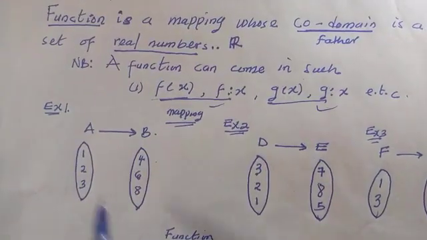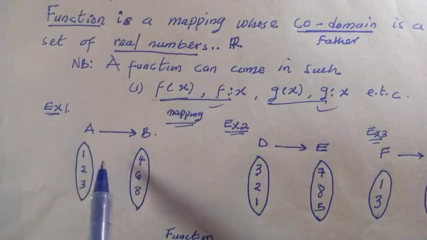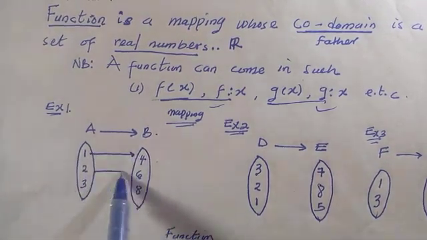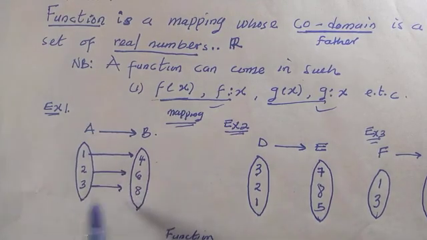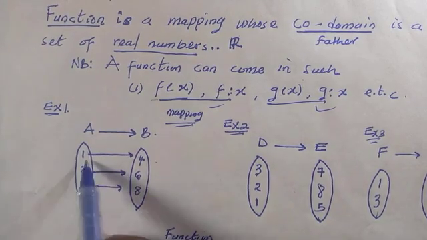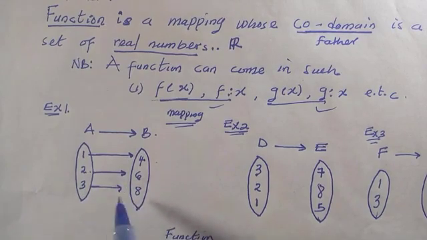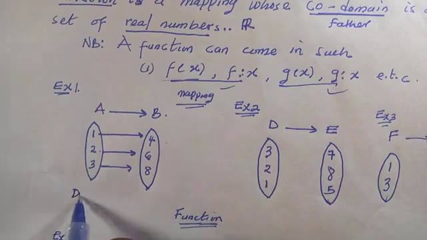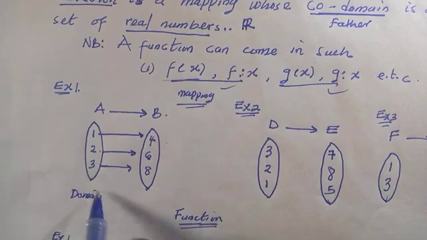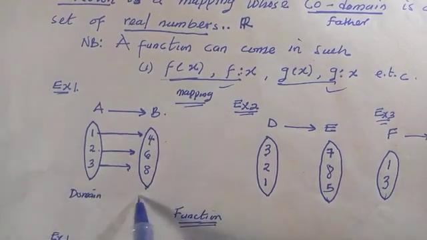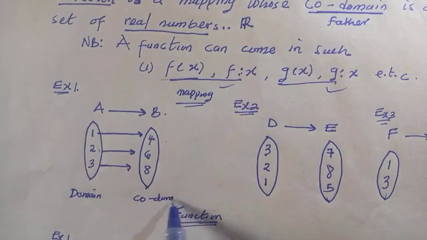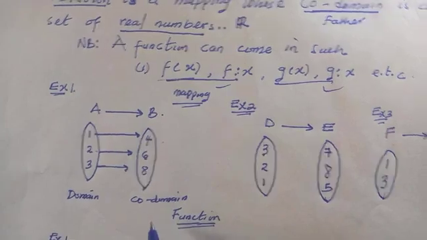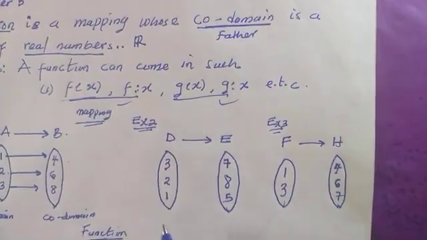Let's see an example of mapping. Because we said it's a rule of assigning domain to its codomain, we have 1 mapped to 4, 3 mapped to 8, 2 mapped to 6. All of these are mappings. So 1 is mapped to 4, 2 is mapped to 6, 3 is mapped to 8. All this side, which is 1 to 3, is the domain, while the other side, which is 4, 6, and 8, is the codomain. If this is clear, let's see the second example.